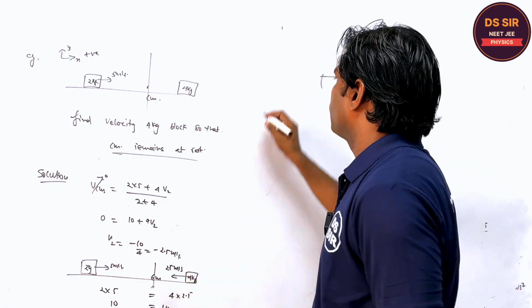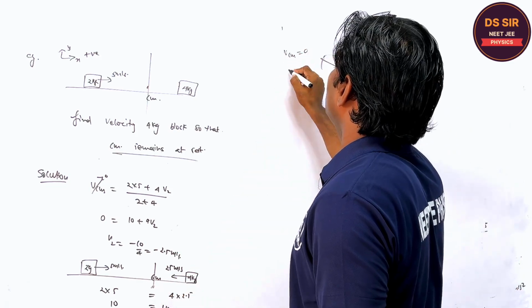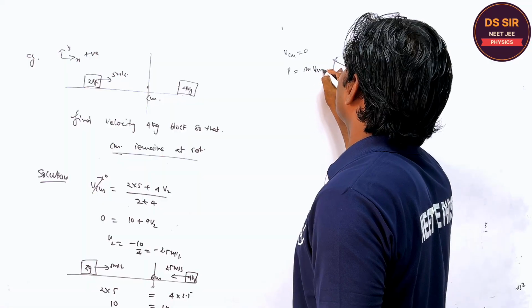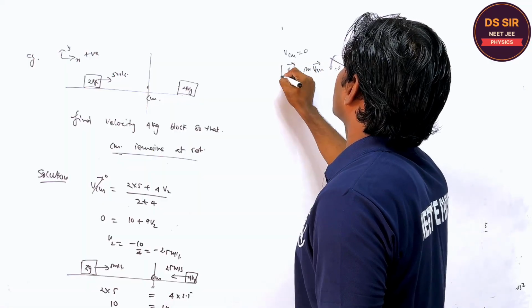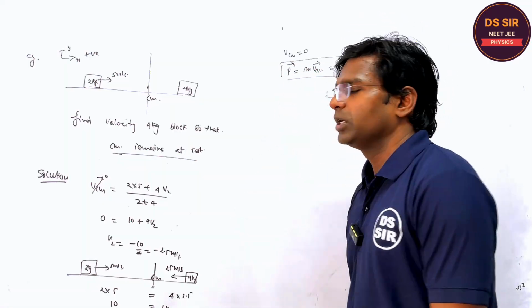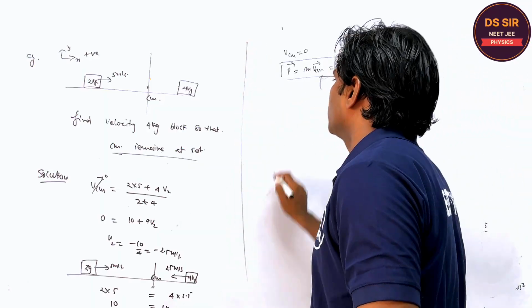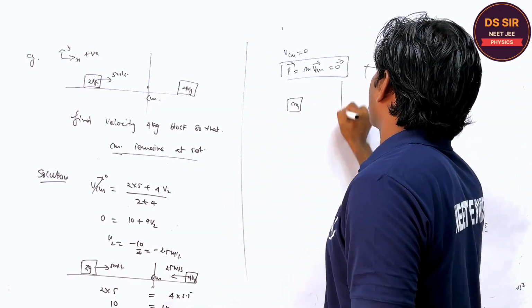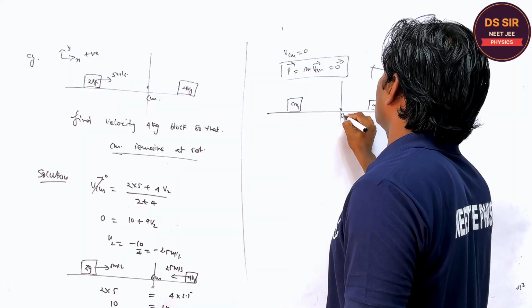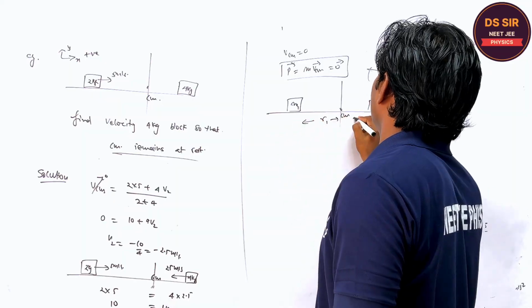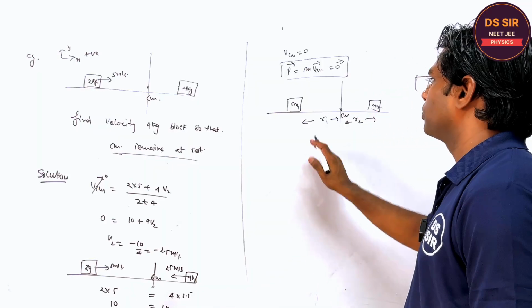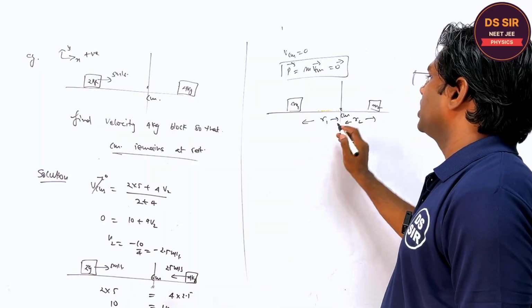Listen one thing. What is the velocity of center of mass? Say 0. What is the momentum of center of mass? Total mass into VCM. It is also at rest. It is also 0. Are you getting or not? Listen one thing. Suppose this is M1, this is M2, right? And this is the position of center of mass, R1 and R2. Can you tell me what is the relation between M1 R1 and M2 R2, if it is the center of mass?